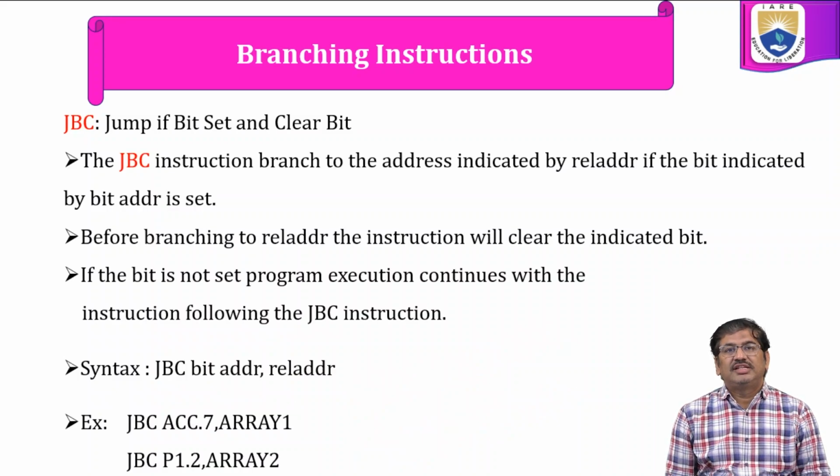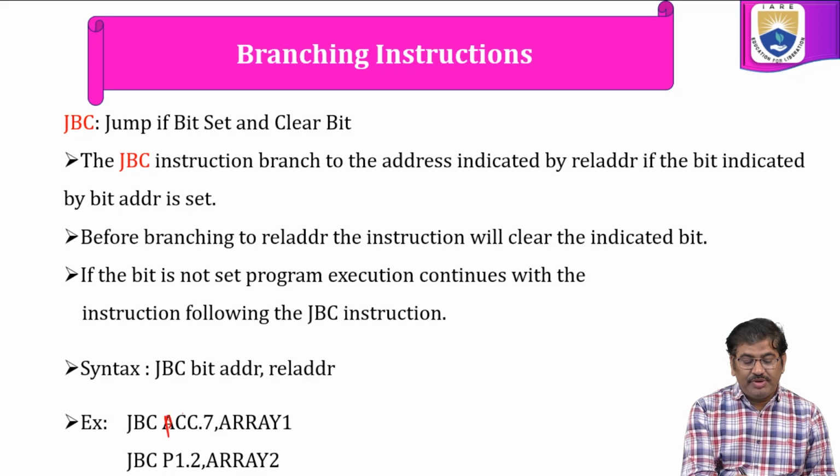The third instruction is JBC, which is jump if bit set and clear the bit. The JBC instruction branches to the address indicated by the relative address if the bit indicated by the bit address is set. Before branching to the relative address, the instruction will clear the indicated bit. If the bit is not set, program execution continues with the instruction following the JBC instruction. The syntax of the instruction is JBC bit address, comma, relative address.